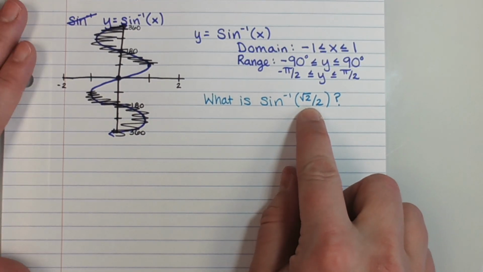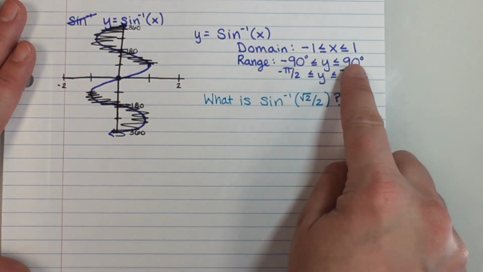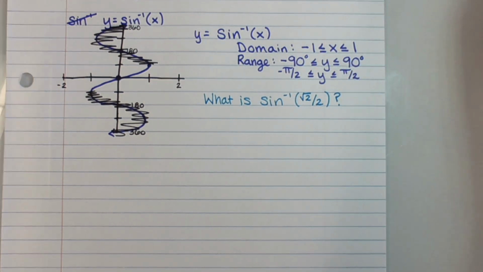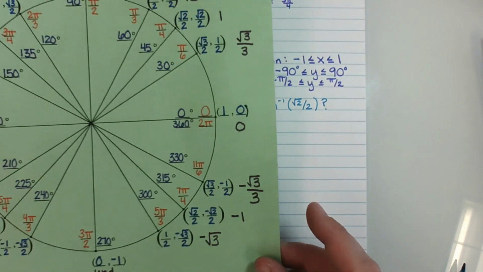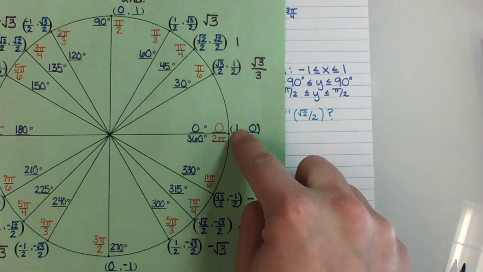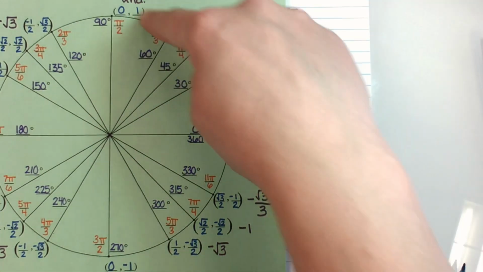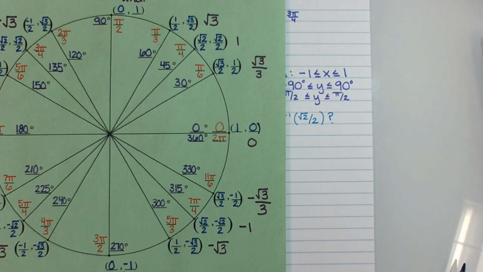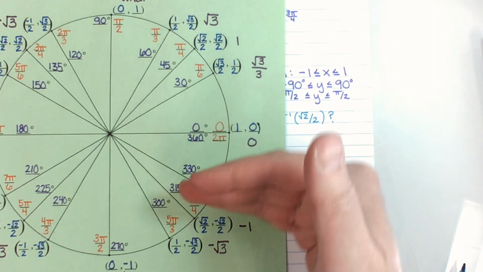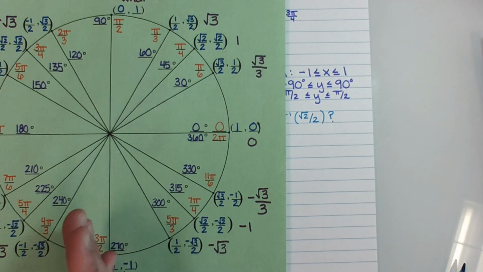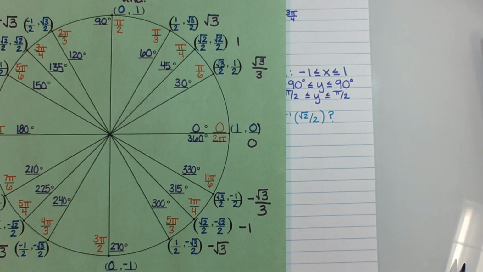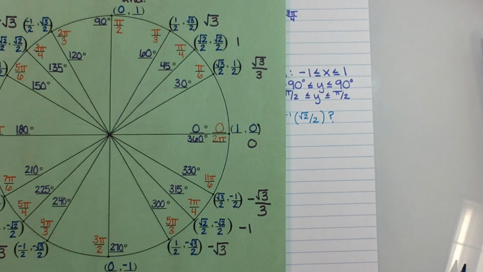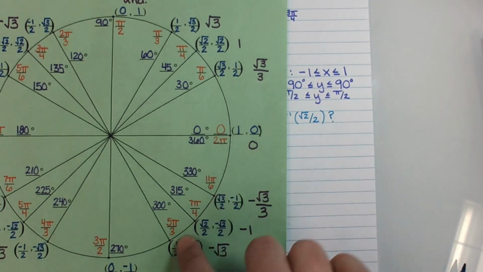If my range for sine is between -90 and 90, that means that on my unit circle, 0 to 90 is easy to see. -90 would be like going down here, because remember, angles typically go counterclockwise. If you go clockwise, you're getting negative. To get to -90 degrees, I'd be going down here.